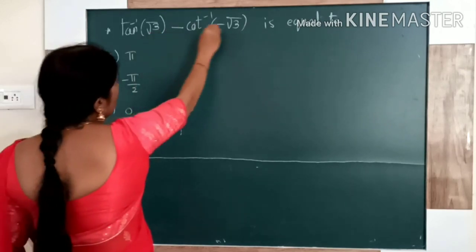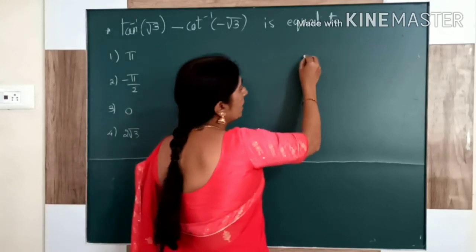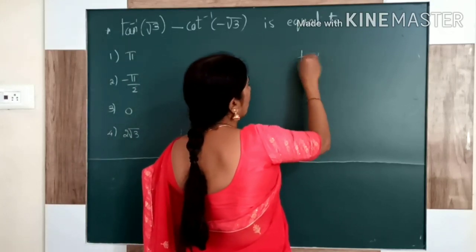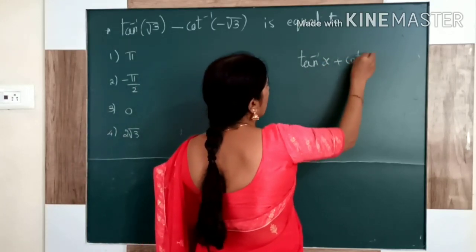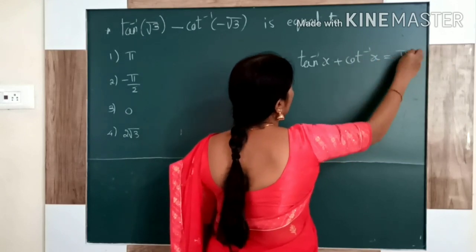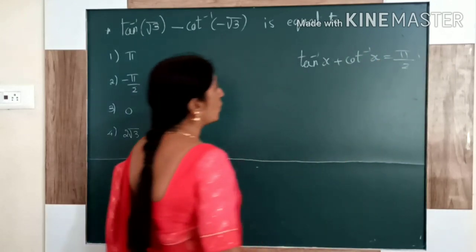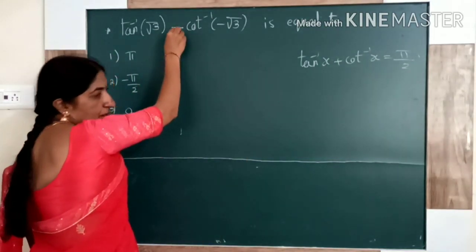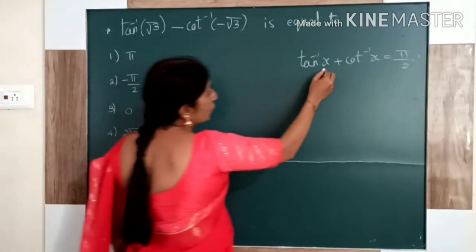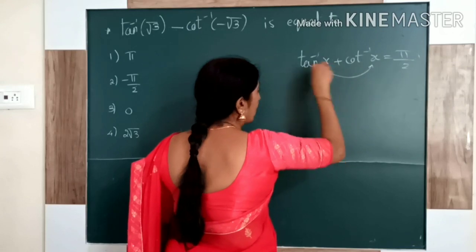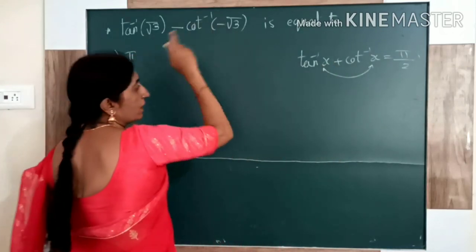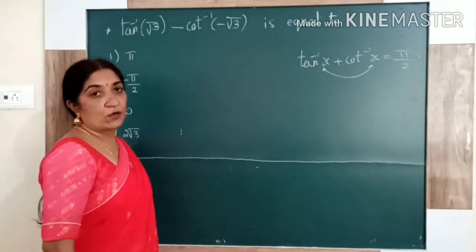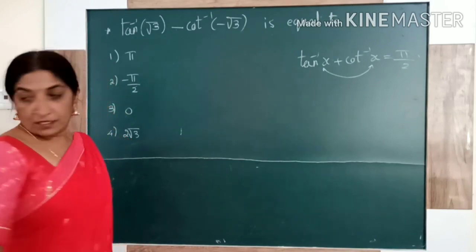See, here these two values are equal, but you cannot write this formula: tan inverse x plus cot inverse x is equal to pi by 2. See, why are you not applying this formula? Because first, in the middle we have a minus, and next, these two values should be equal, but here one is positive and one is negative, so we cannot write the formula.